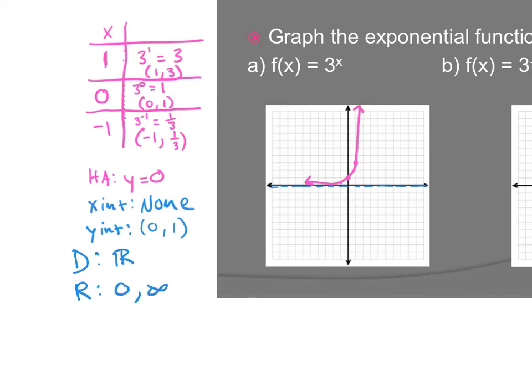And then do we put a bracket or parentheses at 0? Do we ever touch 0? Oh wait, no. So it's a parentheses. We never touch that x-axis, so that's why we put a parentheses. We get super close to it, but we'll never touch.